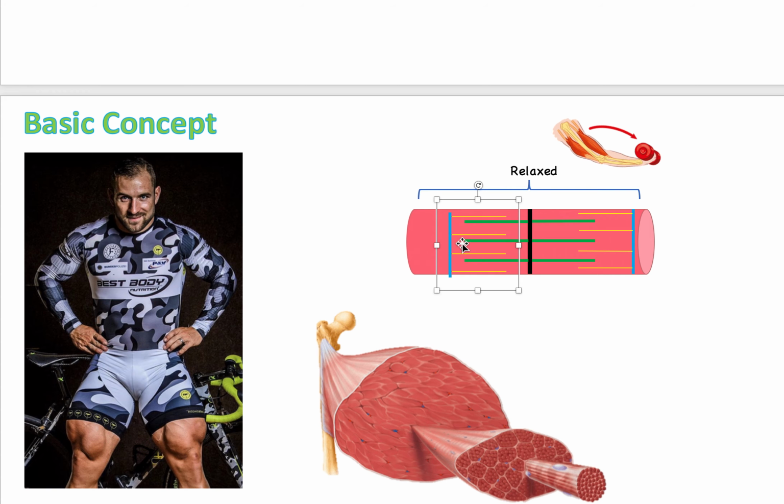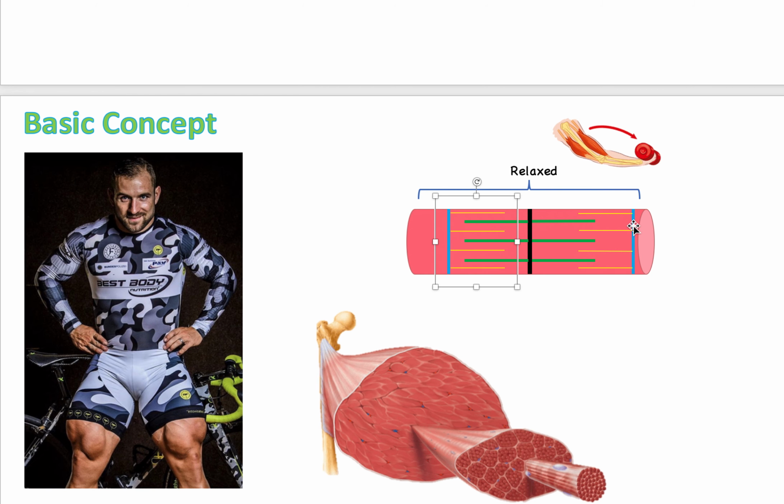So before, there was a lot of space. But now, there's only this small area. So the light band gets smaller, okay? So during contraction, the dark band stays the same and the light band gets smaller. And the filaments, so the myosin and the actin filaments, they stay the same length. So during contraction, all that's happening is they slide past each other, but they don't change length. These filaments still remain the same length.